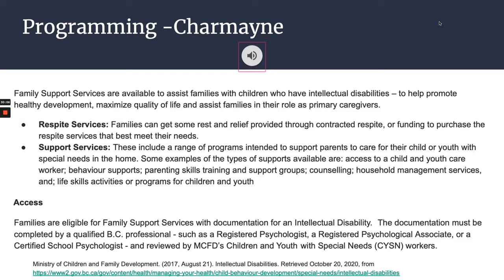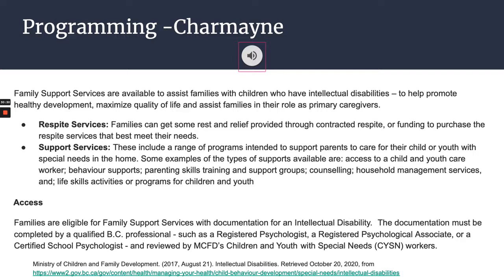Programming gathered from evidence-based research. Family support services are available to assist families with children who have intellectual disabilities, to help promote healthy development, maximize quality of life, and assist families in their role as primary caregivers. Services that are available include respite services.